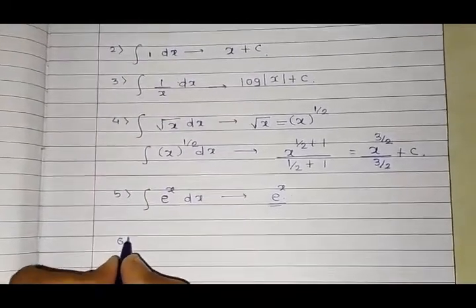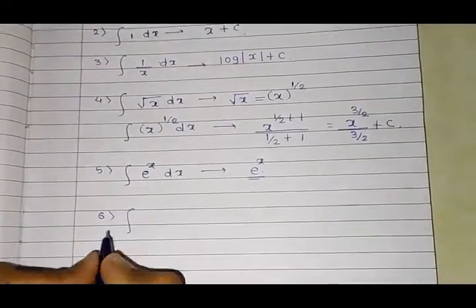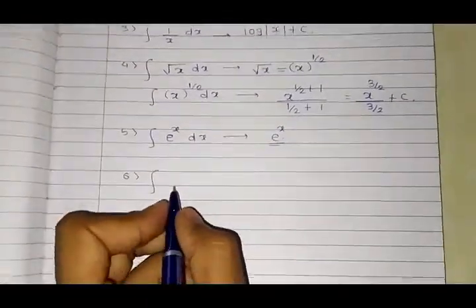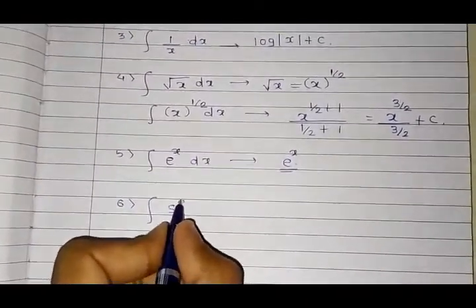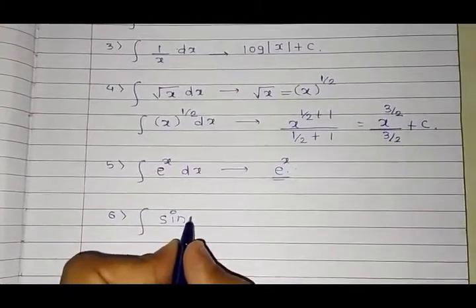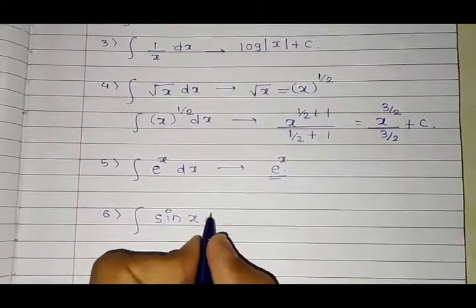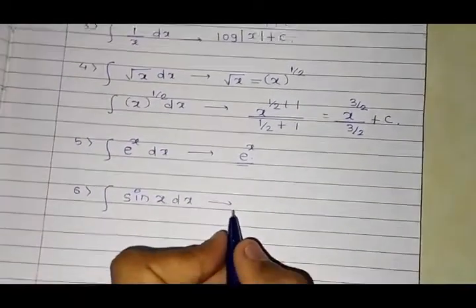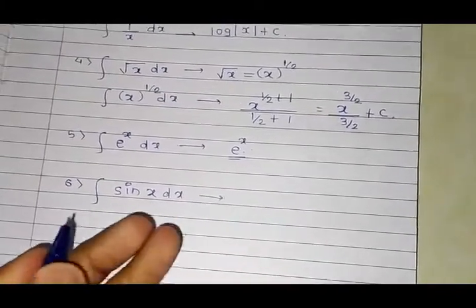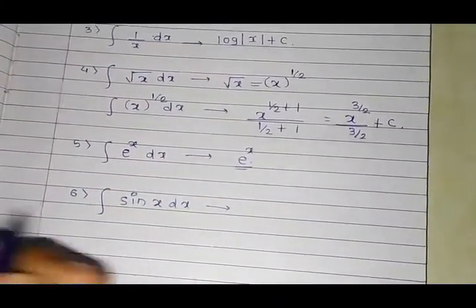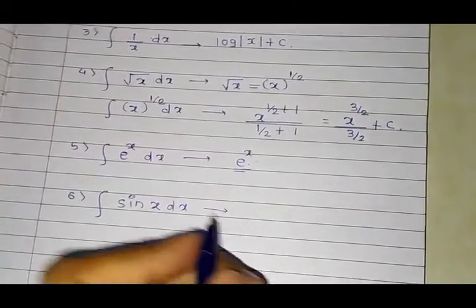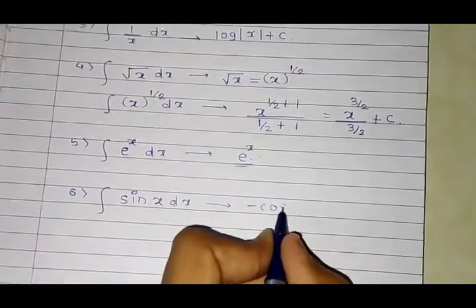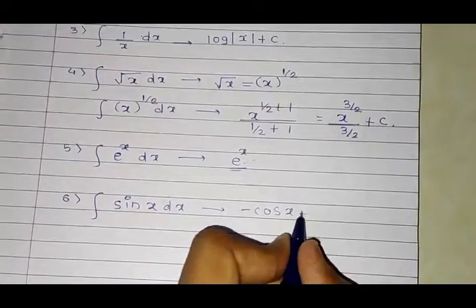And sixth, the integration of trigonometric functions. The first trigonometric function is sine, the most important thing. What is the derivative of sine? The derivative of sine is cos. Integration is the opposite of the derivative. Integration of sin x is minus cos x plus c.